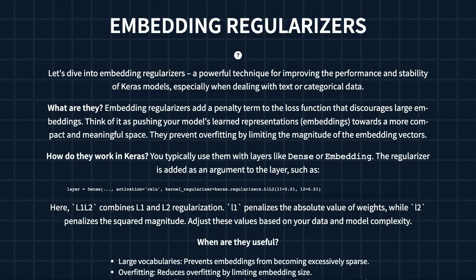Okay, let's talk about embedding regularizers. These are essentially penalties we add to our model's training process, specifically designed to keep those word or category representations, what we call embeddings, from getting too big and wild. It's like saying, hey model, don't create gigantic vectors for your words, stay relatively compact. This helps prevent overfitting, especially when you have a lot of different categories or words, keeping things nice and stable.